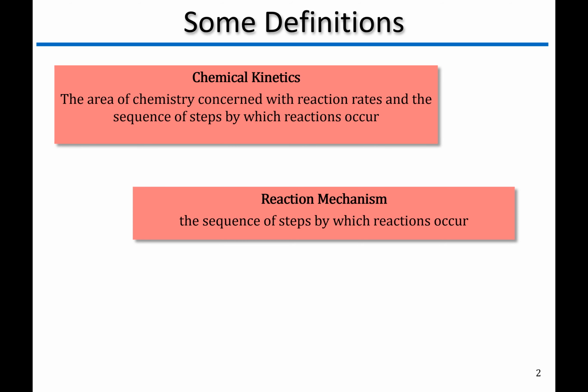First, we'll start with some definitions. So what exactly is chemical kinetics? Pretty much what I said before. It's just the area of chemistry that's mainly concerned with reaction rate. And it's also concerned with the sequence of steps by which a reaction occurs, which is basically a mechanism, a reaction mechanism or a chemical mechanism, which is just a sequence of steps by which reactions occur. So this is how exactly do we get from reactant to product.